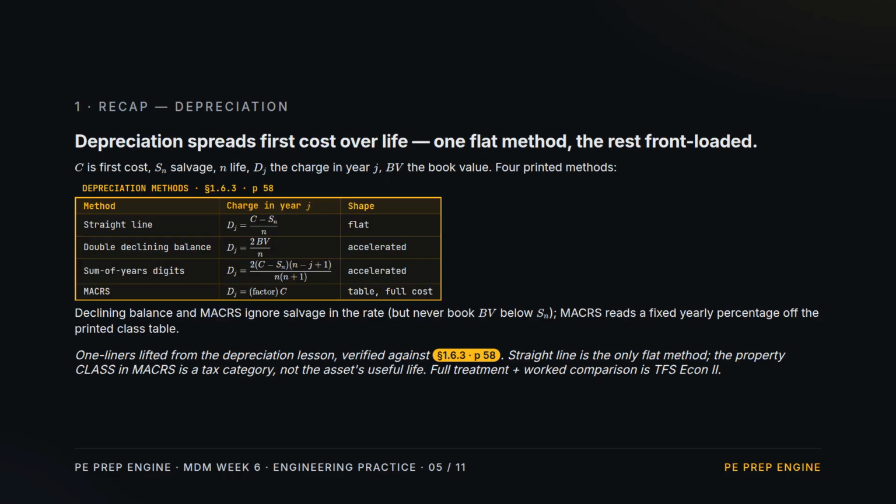Recap 3. Depreciation. It spreads first cost minus salvage over the asset's life. Straight line charges the same amount every year, the only flat one. Double declining balance and sum of years digits front-load the charge, big early and small late. MACRS is a table lookup on the full cost, no salvage subtracted. Same total loss either way, only the timing differs. That's the recap. The worked comparison is in TFS Economics 2.